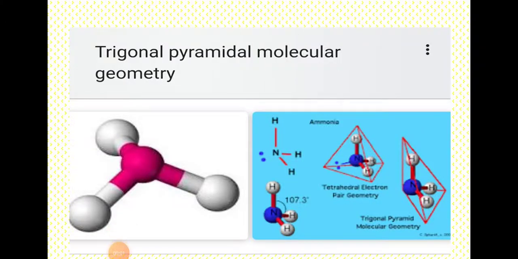Hello students, in the continuation of VSEPR theory, I am going to show some examples using the VSEPR theory. In this way, I will discuss molecules containing bond pairs only and molecules containing both lone pairs and bond pairs. Let's start with BF3.